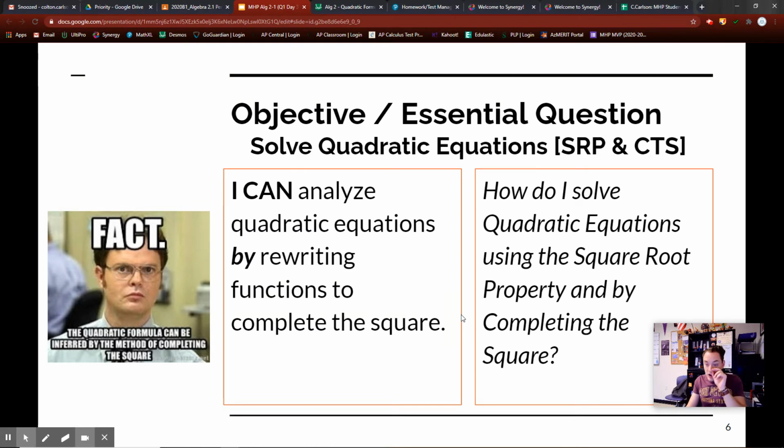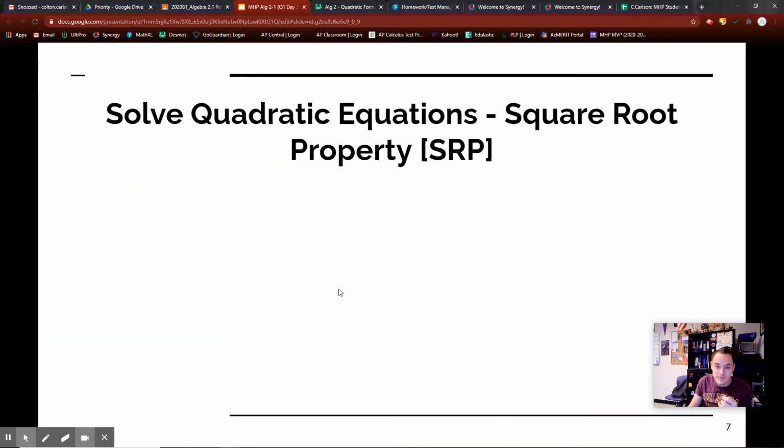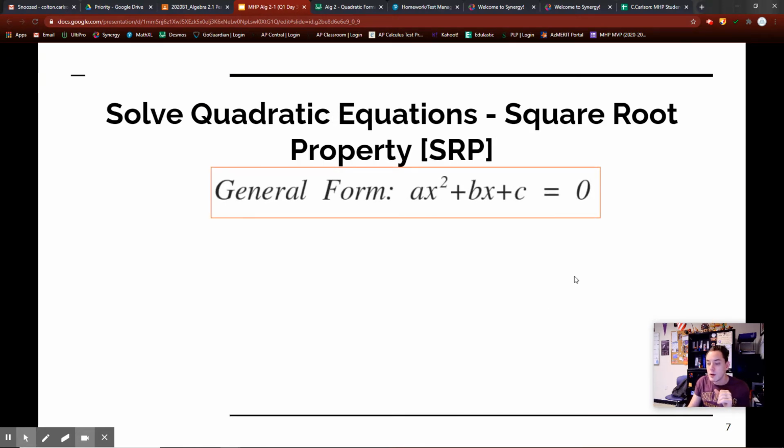So how do I solve quadratic equations using the square root property and or by completing the square? So there are 2 techniques. So far, we already have 2 techniques under our belt, quadratic formula and then factoring. The 2 other techniques that we're about to learn are the square root property and then completing the square. Okay, so let's analyze quadratic equations. We're going to go through the square root property first.